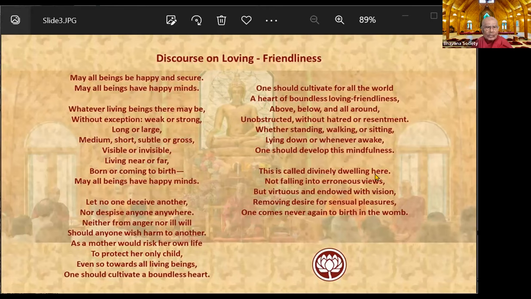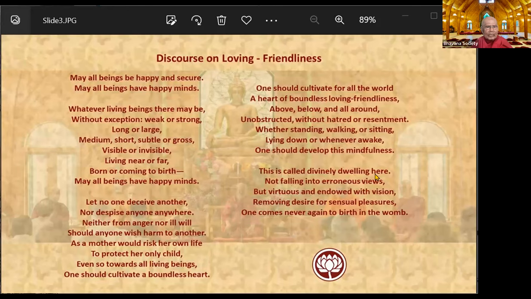Eighteen elements you know very easily when you take one. For instance, eye, visual objects, eye consciousness are three elements: eye element, visual objects element, and eye consciousness element. There are three. Multiply all the six senses with these three, then you have eighteen elements.